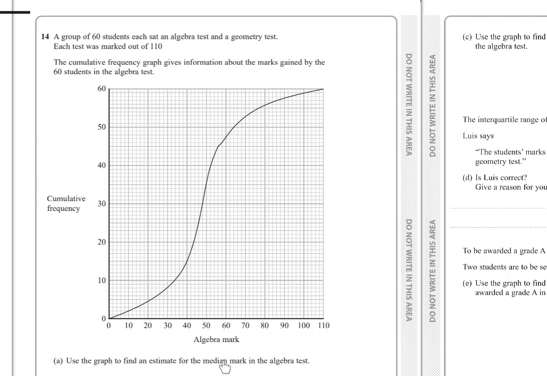To find the median mark, find the order of the median: multiply 60 by half, equal 30. Then from 30, draw a horizontal line till you reach the curve, then go down to find the median mark. Now the median mark is 48. So the median is 48.